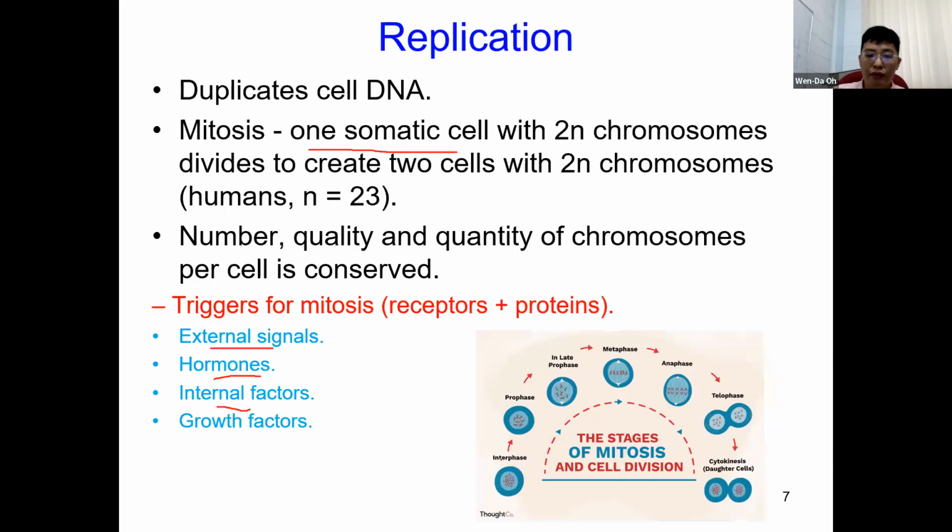So this is how it looks. You start off with the cell, and then you have the different phases like prophase, metaphase, anaphase, and through this process, in the end you end up with two different daughter cells that have the same genetic information compared to the first cell.